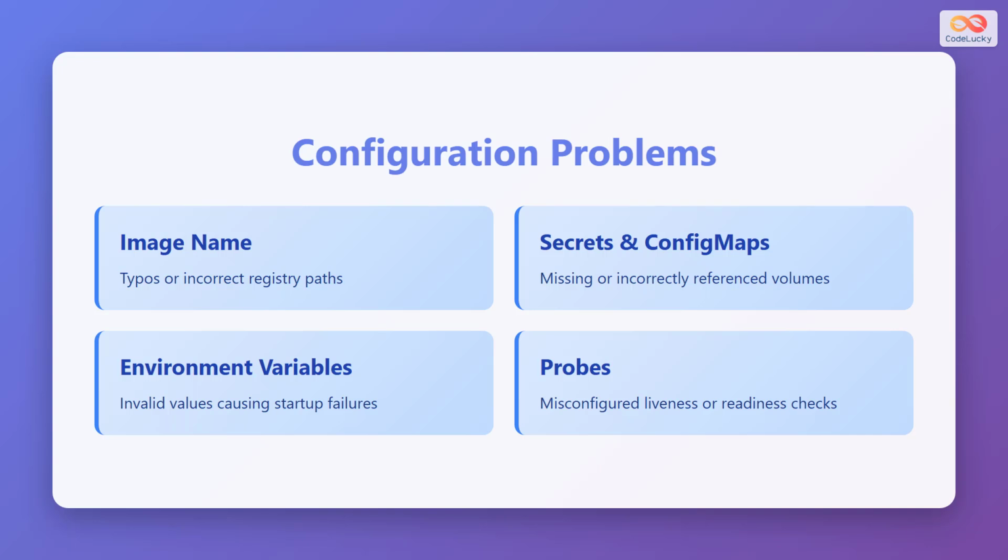Configuration errors are frequent culprits in pod failures. Typos in image names or incorrect registry paths cause ImagePullBackOff errors. Missing or incorrectly referenced secrets and ConfigMaps prevent your application from accessing necessary credentials or configuration data. Invalid environment variables can cause your application to fail during startup. Misconfigured liveness or readiness probes lead to Kubernetes repeatedly killing healthy containers or routing traffic to containers that aren't ready, creating cascading failures across your application.